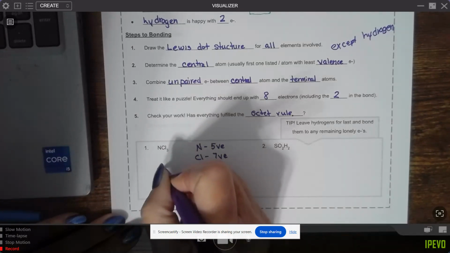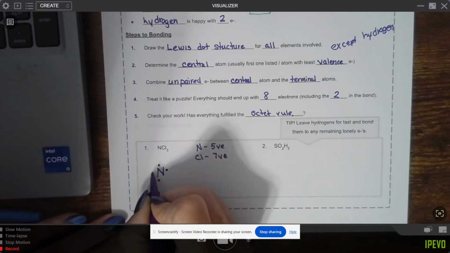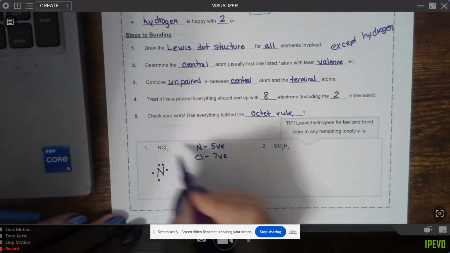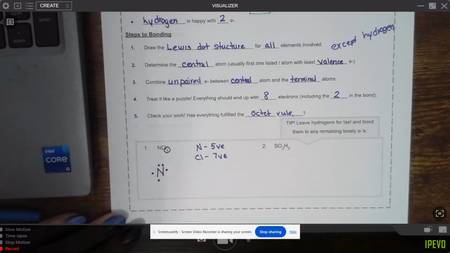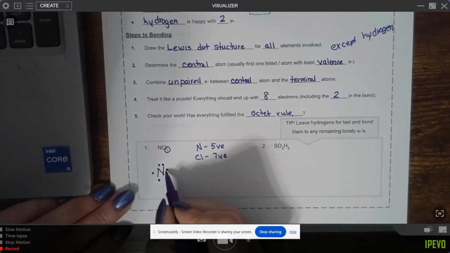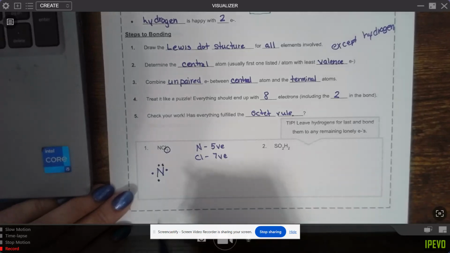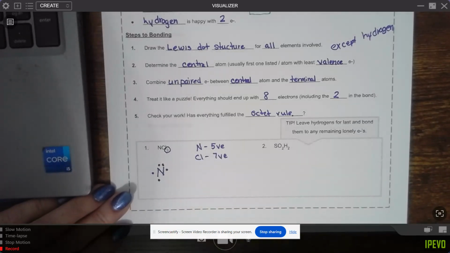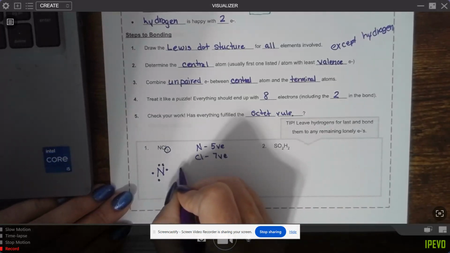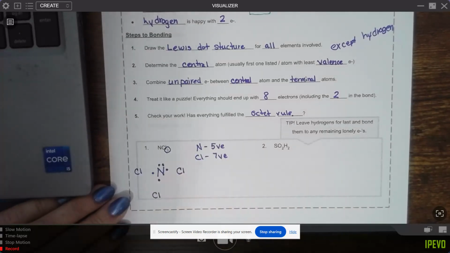So I'm going to draw my nitrogen, and then I'm going to draw 1, 2, 3, 4, 5 valence electrons. Okay, and then I have 3 chlorines. Now you'll get better at this as you go, but you're going to want to put the terminal atoms on the sides of the nitrogen where there are solo electrons. It'll make your life easier. So I'm going to put a chlorine here, a chlorine here, and a chlorine here.